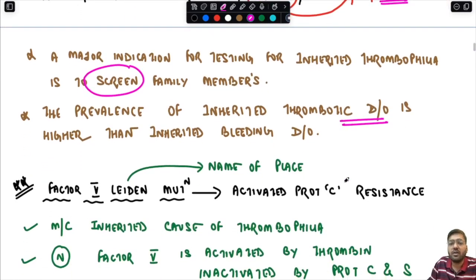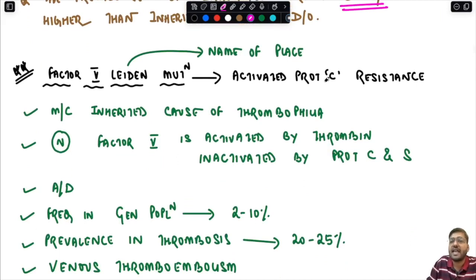Now, first we are going to discuss the most important thing, activated protein C resistance, and the most important cause of activated protein C resistance is factor V Leiden mutation. Remember one thing, it is the most important cause, but not all cases of activated protein C resistance are due to factor V Leiden mutation. The word Leiden is actually the name of a place in the Netherlands, and because it was discovered in that place, it got the name. Remember, activated protein C resistance is the most common inherited cause of thrombophilia.